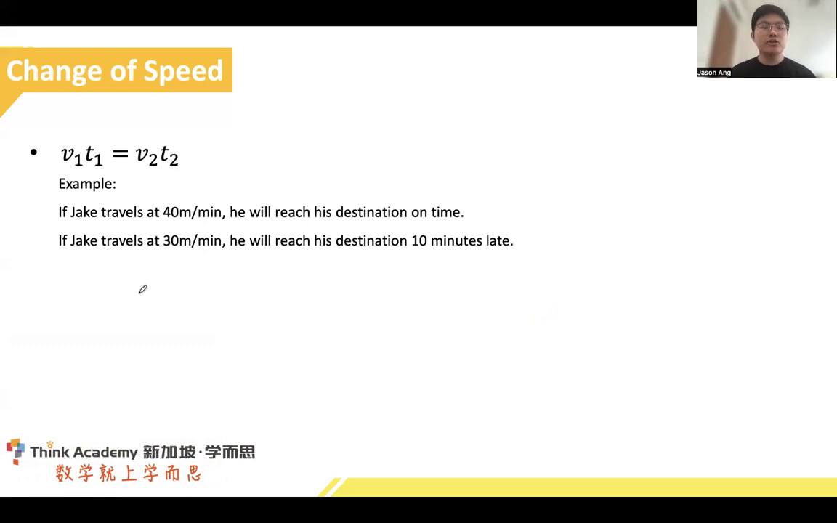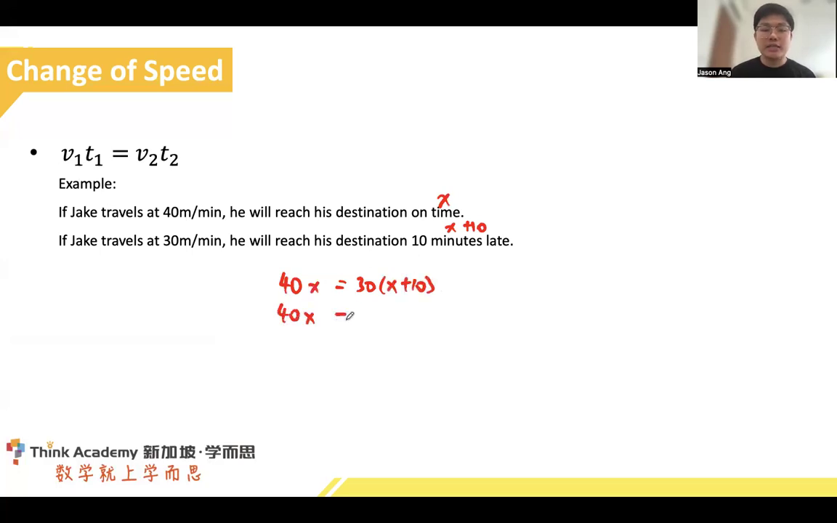So if Jake travels at 40 meters per minute, he will reach his destination on time. Since we are not sure what the time is, we can label this as x. And if he travels at 30 meters per minute, he will reach his destination 10 minutes late, which makes sense. This will be x plus 10 because it takes 10 minutes more. So let's look at 40 meters per minute multiplied by the time taken, x. And this is equivalent to when he travels at the new speed of 30 multiplied by his new time taken.